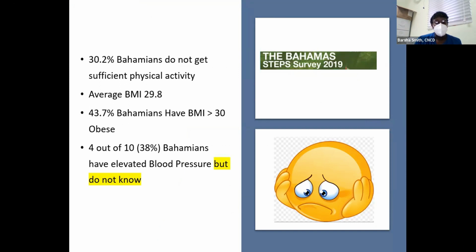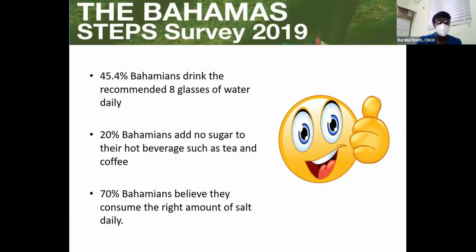It says that 43.7% of Bahamians have a BMI greater than 30. And 4 out of 10, so there are 19 of us here, including myself, yeah, that's 19. So 4 out of 10, or 38% of us, have high blood pressure, but we don't know. So we are walking around thinking that we're healthy, but we could have high blood pressure. And the reason we don't know is sometimes because we don't get our medicals done. So that is alarming. I found that very alarming for us. 4 out of 10 walk around with high blood pressure and they don't know, and that can be very serious.